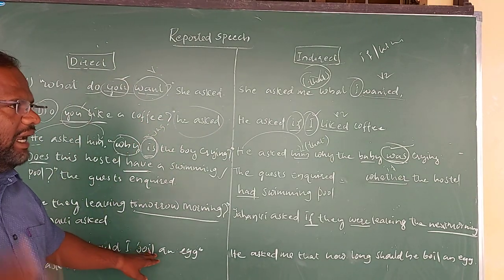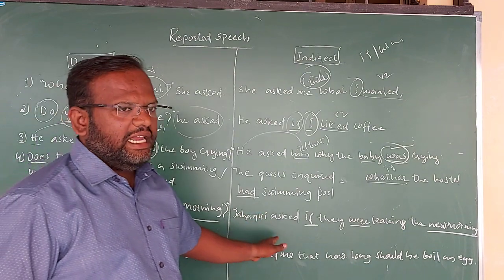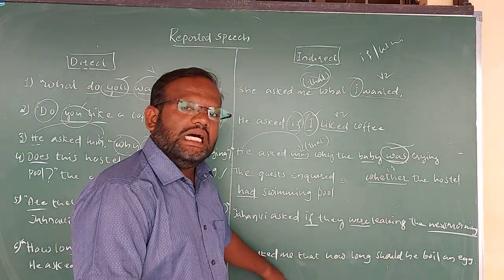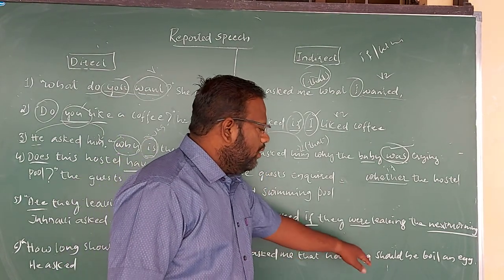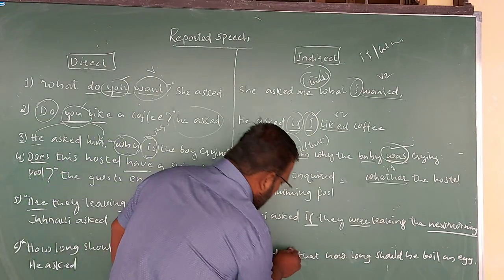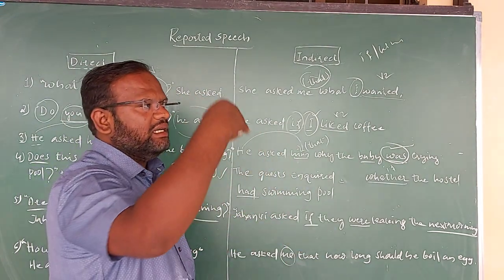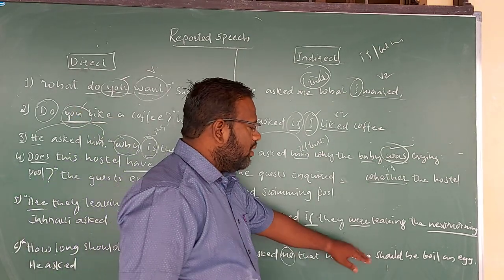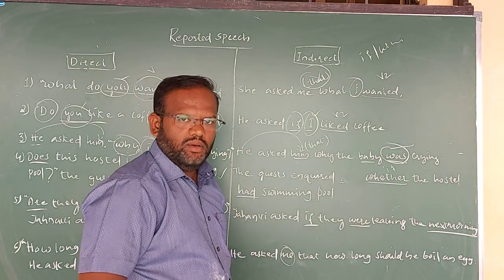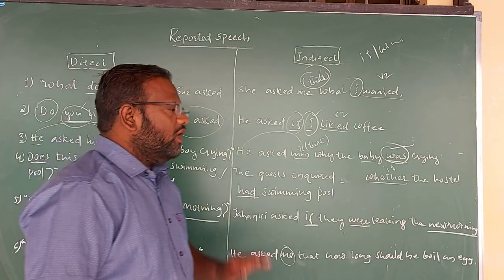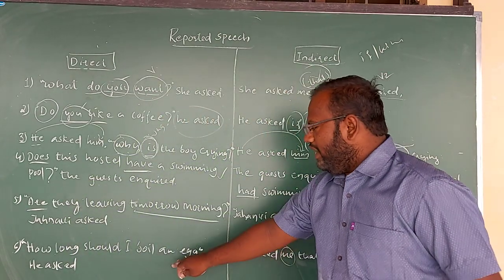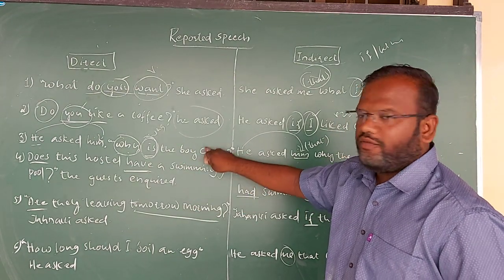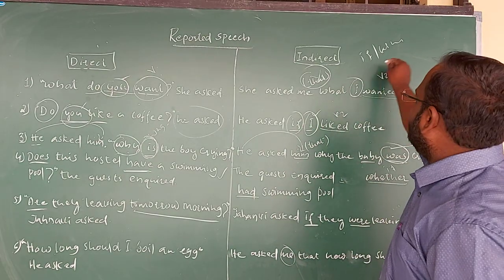"How long should I boil an egg?" When we change it into indirect speech, it will become: he asked me how long he should boil an egg. You can use "he asked me", "he asked her", or anything else. Okay. Hope you are understanding the things. But one more thing you need to notice here, my dear children: we haven't used "that" in yes or no type of questions. There we haven't used "that" as a conjunction.